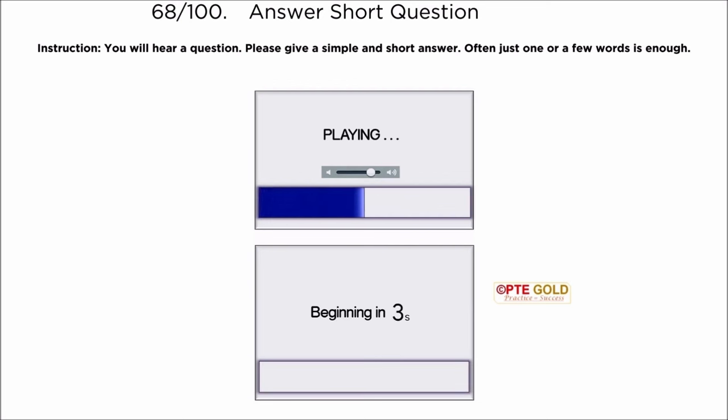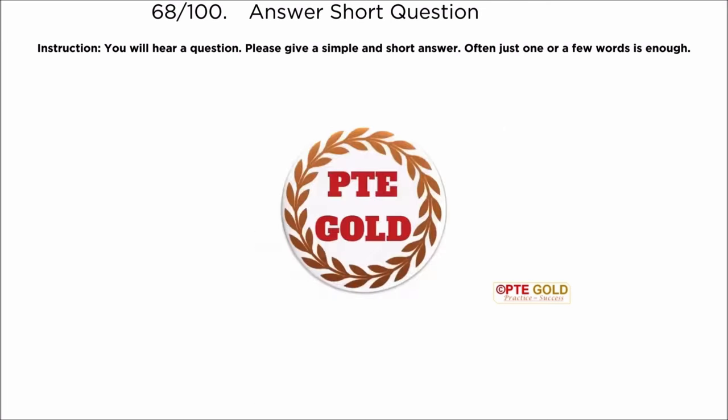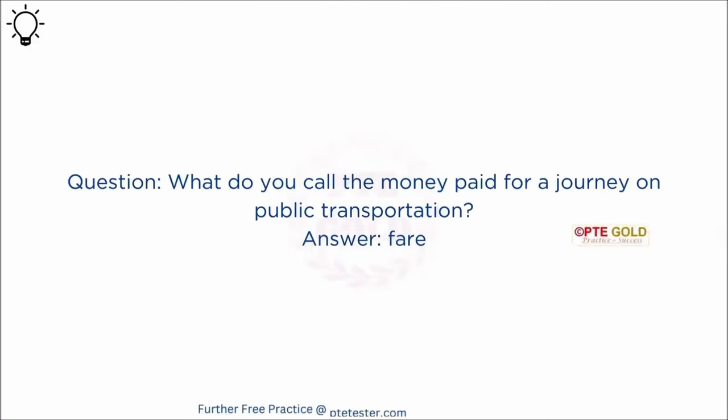What do you call the money paid for a journey on public transportation? Fare.